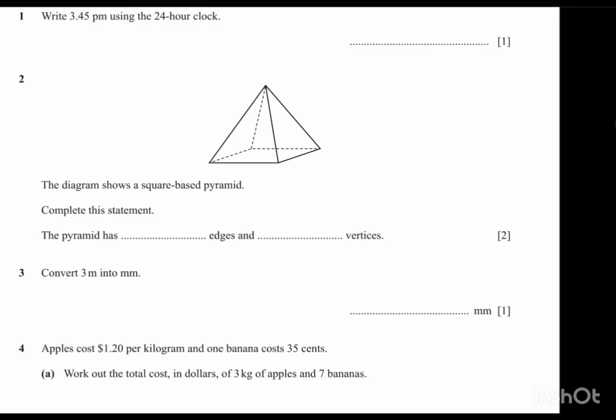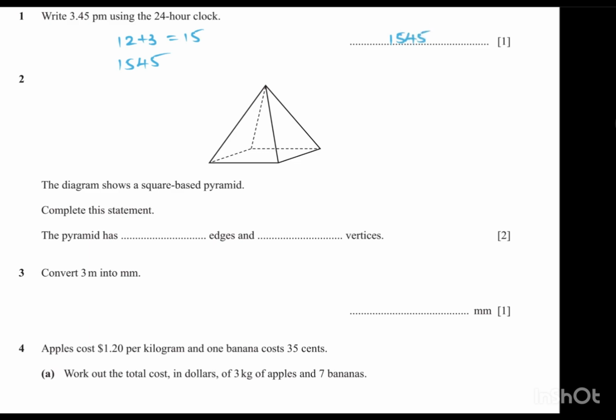Question number 1. Write 3:45 p.m. using 24-hour clock. So 3:45 p.m. is given in 12-hour clock. So we need to convert it into 24-hour clock. For p.m. you will always add 12 to the hour side. So it is 12 plus 3, which is 15, and the minute side is 45. So it will be 15:45. So the answer is 15:45.